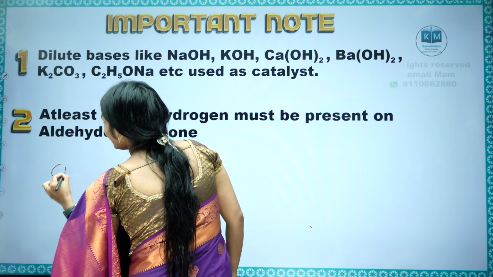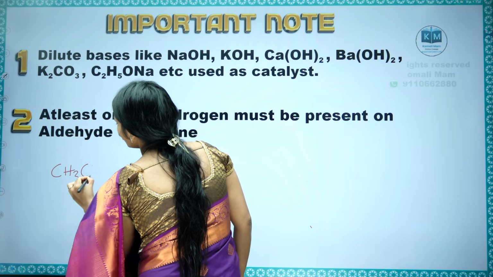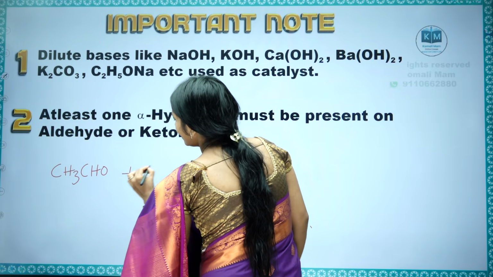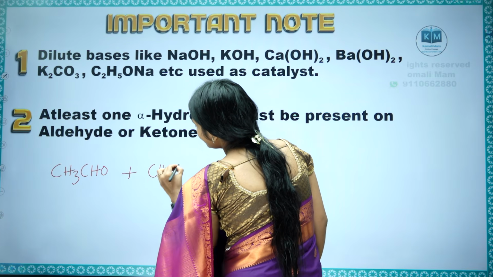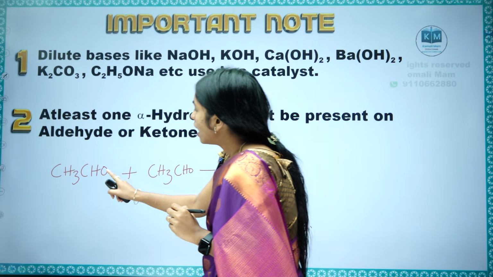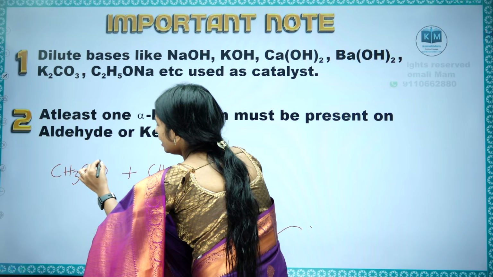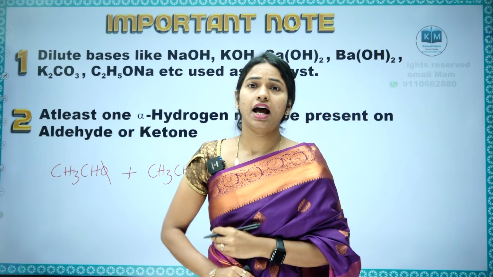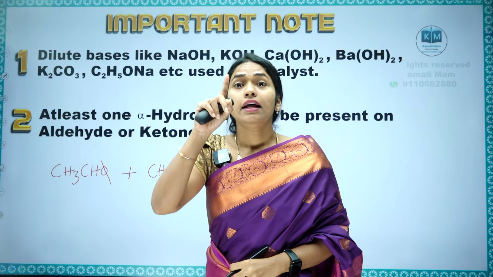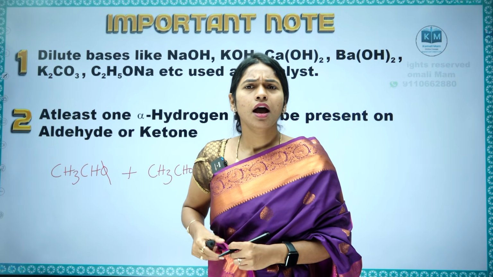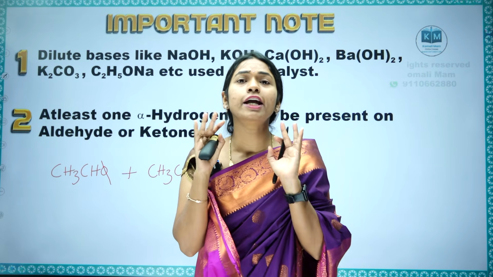Now, see here. How to do it? CH3, CHO. This is one aldehyde, correct? And see the next one, CH3, CHO. This is another aldehyde. What you do is, from one aldehyde, remove the oxygen. Remove oxygen from one aldehyde or ketone, and remove 2 hydrogens from another aldehyde. Just you are going to remove H2O.